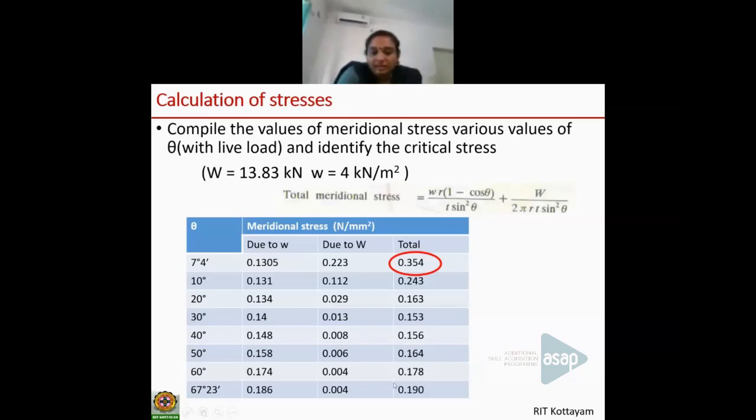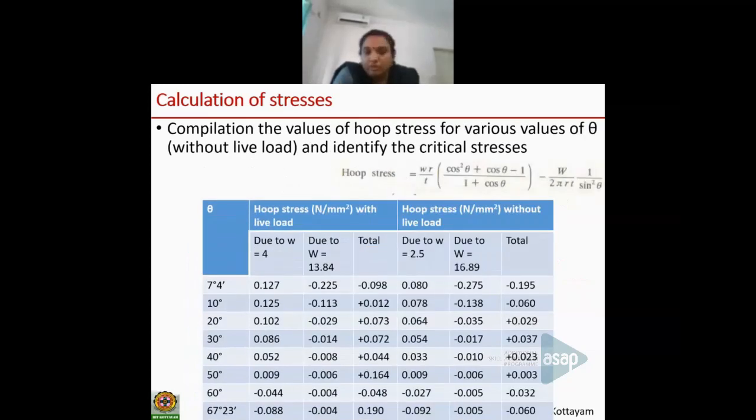So which is the maximum value, that is the critical stress. So you can see that the critical stress here is 0.354, right? And what does this positive sign imply? It implies the compressive stress value. Next, you can do the same thing for the hoop stress. The formula is shown here.